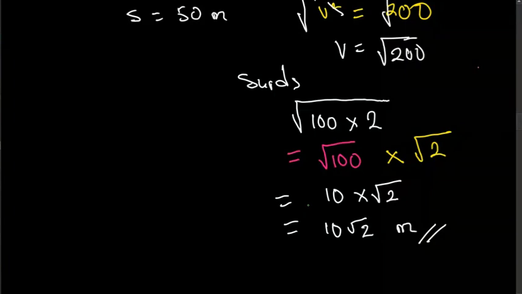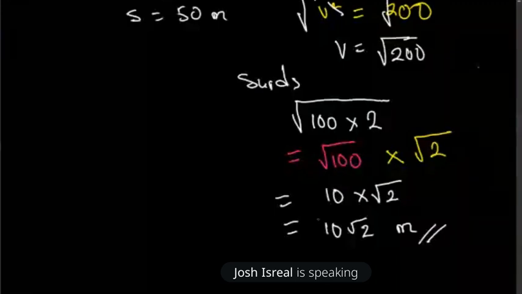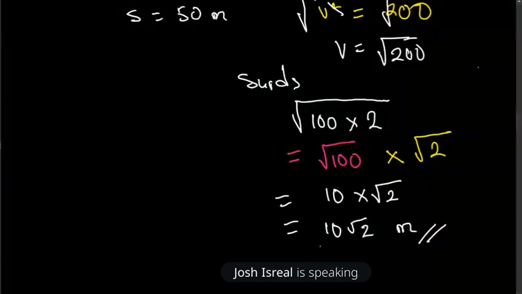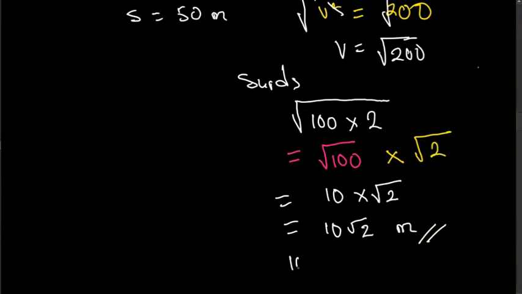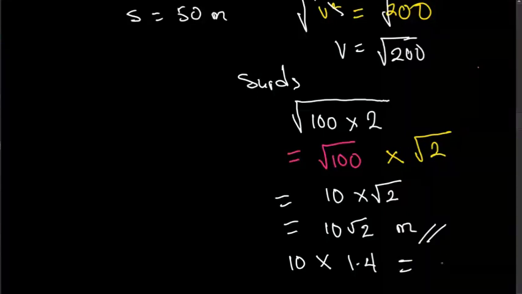We've got 10 root 2. So is there any way to simplify this further? No. This is our final answer. Now, if you press your calculator, I think you are going to get root 2 is 1 point something. I think 1.4 something or so.